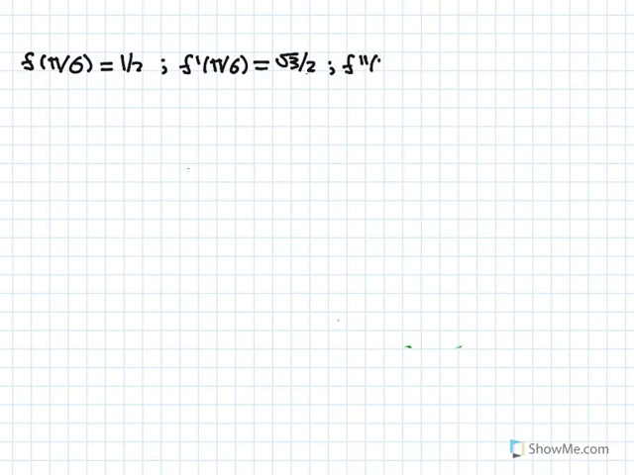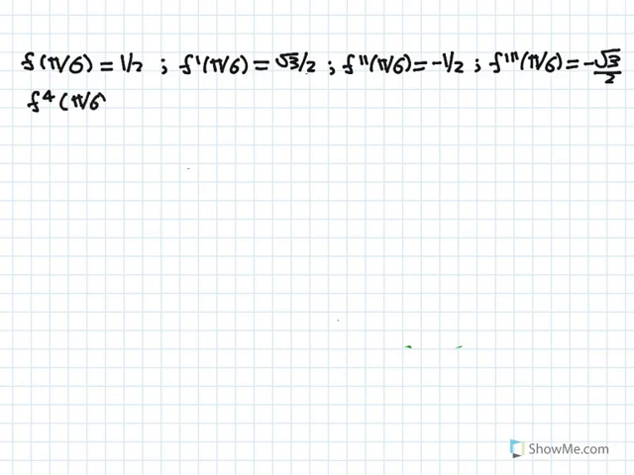F double prime of pi over 6 is equal to negative 1/2. F triple prime of pi over 6 is equal to minus root 3 divided by 2. And the fourth derivative, f4 of pi over 6, is equal to 1/2.